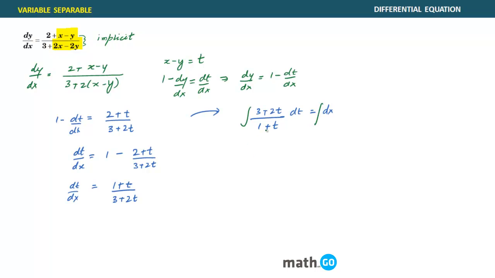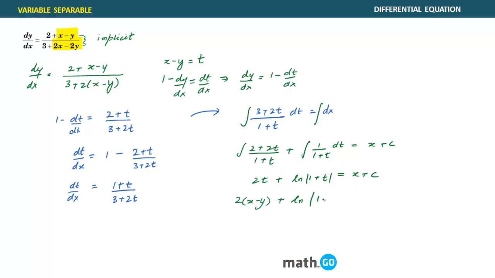Can you tell me? So it is nothing but, you can write this as integral of (2 plus 2t) upon (1 plus t) plus integral of 1 upon (1 plus t) dt is equal to x plus c. And this becomes 2t plus ln modulus of (1 plus t) is equal to x plus c. Just put the value of t back in the question. So this becomes 2 into (x minus y).